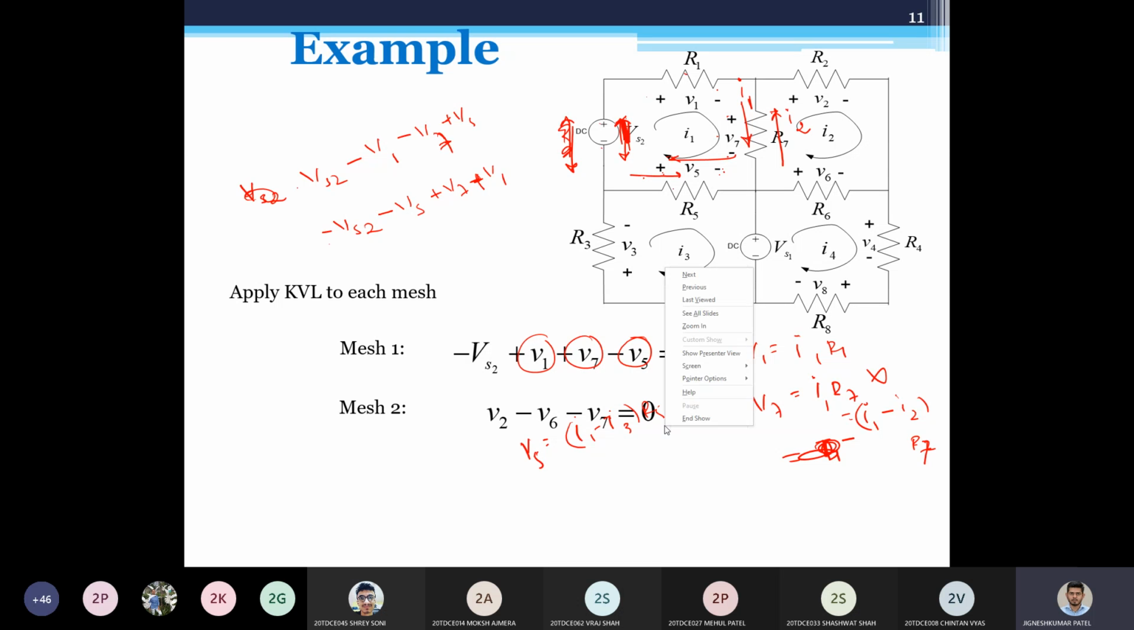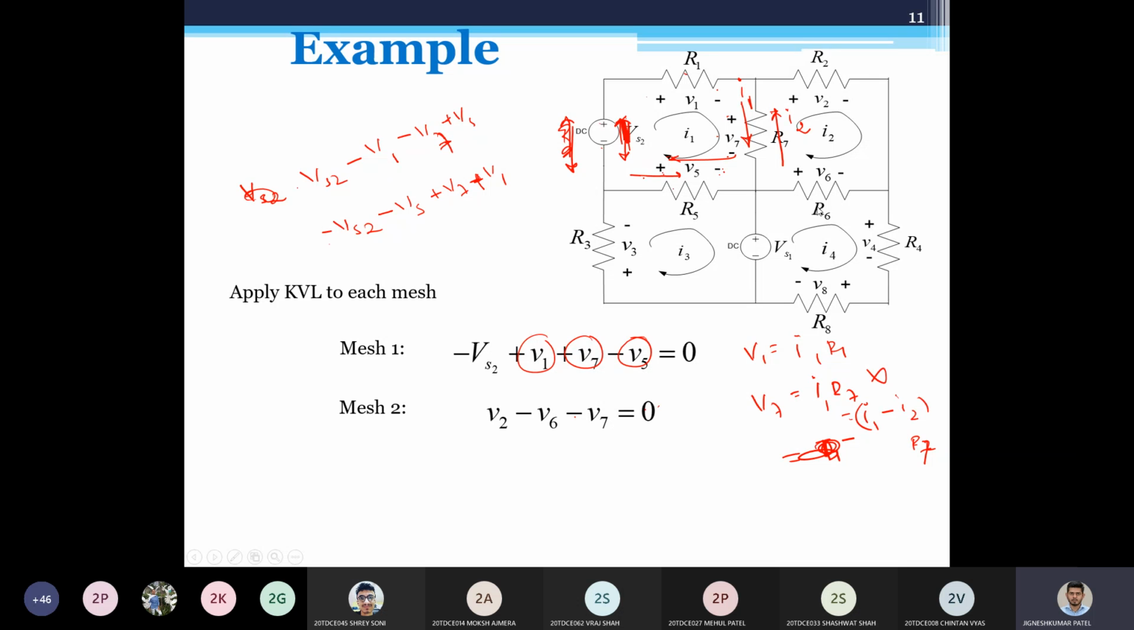Then there is mesh 2. I will consider mesh 2 and I will write KVL equations for mesh 2. So here my mesh 2 is this mesh. There is no active element, so I am just writing it like plus V2, then minus V6 and minus V7. Okay, starting from this point this is plus, so I'll write plus V2 minus V6 minus V7 equation.